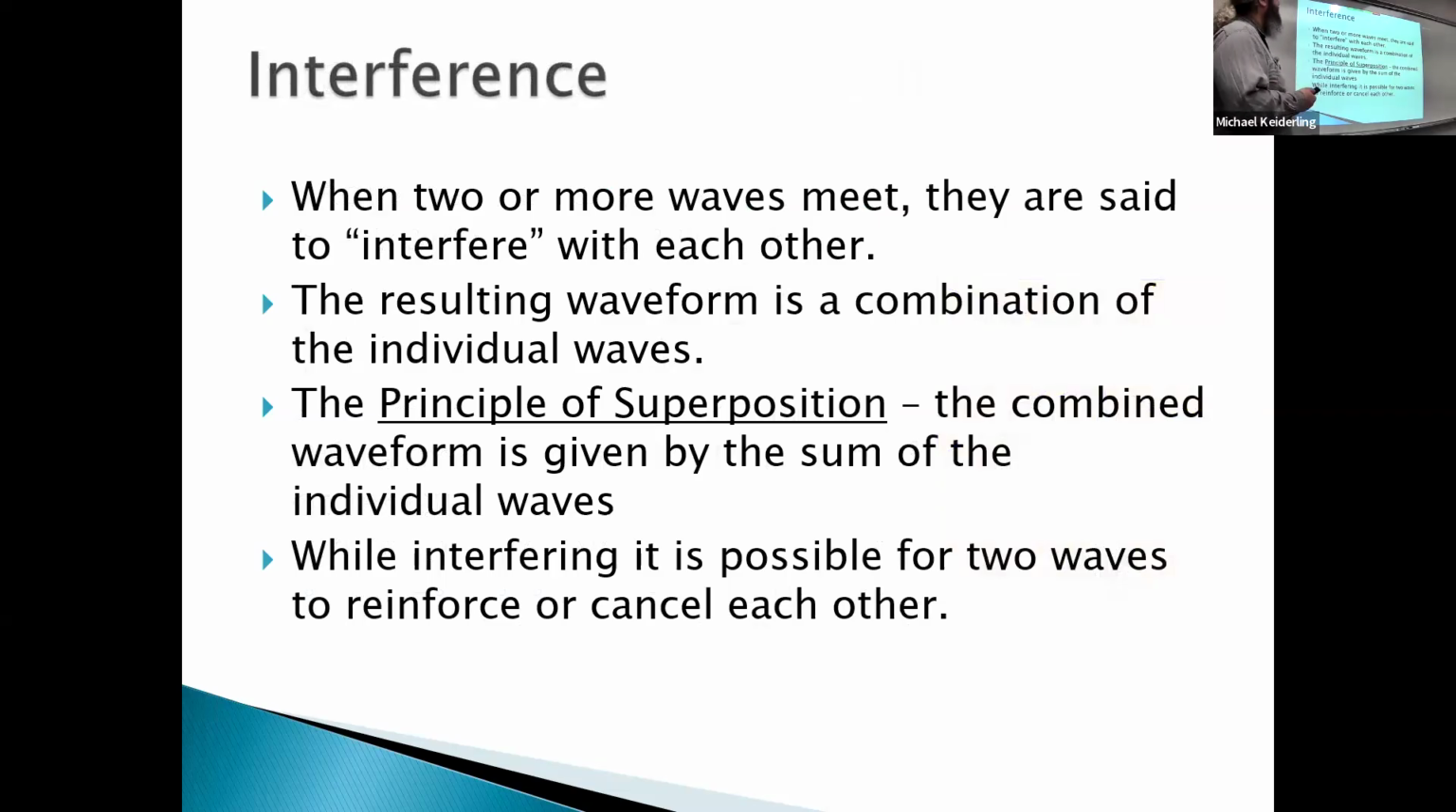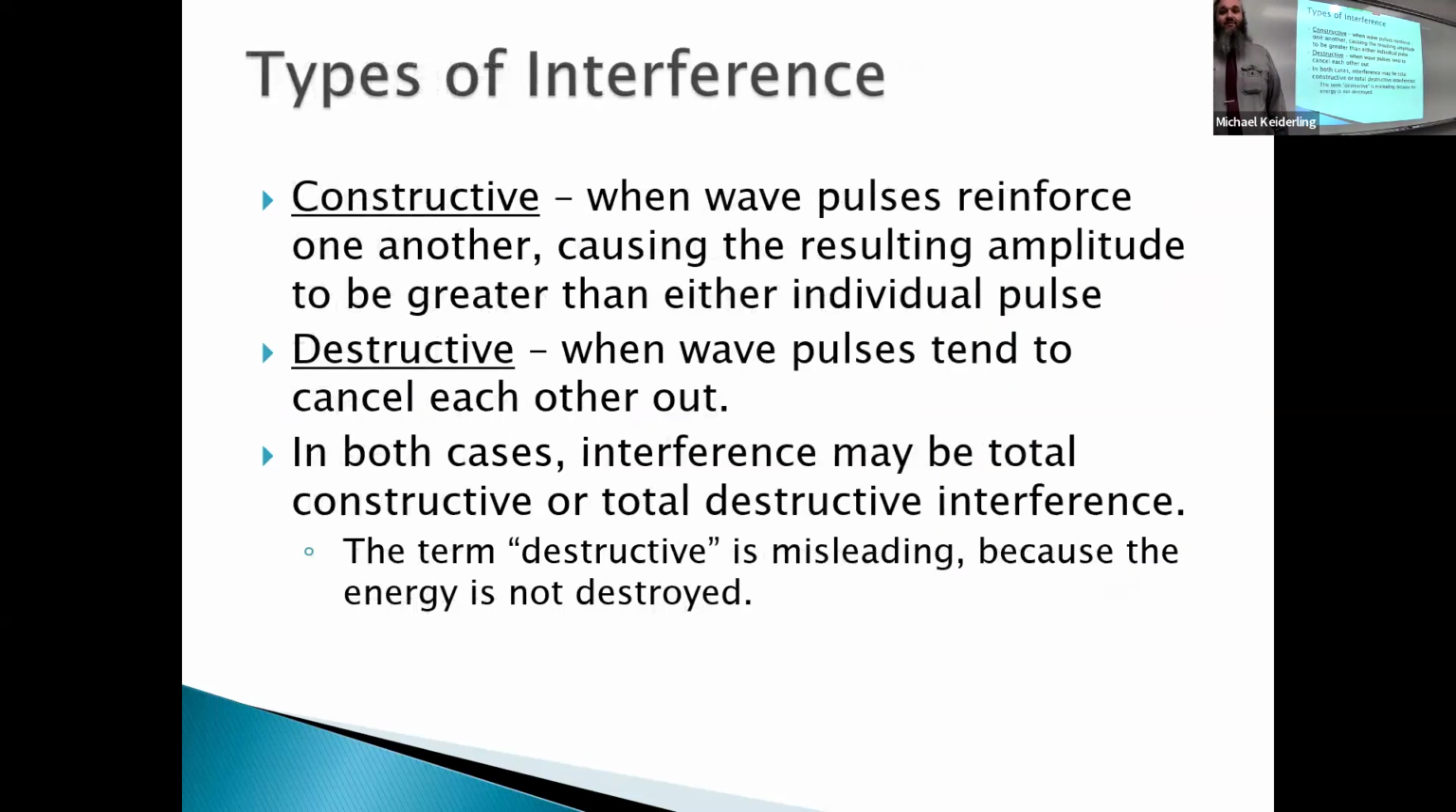And then when two or more waves meet, they're said to interfere with each other. They can either add up or cancel each other out. And the resulting waveform is a combination of the individual waves. This is the principle of superposition. The combined waveform is given by the sum of the individual waves. And while interfering, it's possible for two waves to reinforce or cancel each other out.